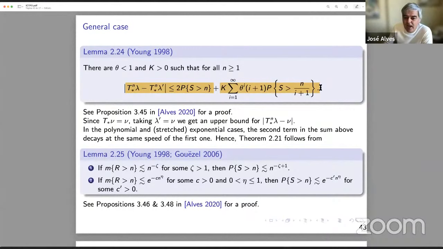And so looking at this, we see that first, there's another lemma, and this is the final lemma. If the recurrence times decay polynomially fast, also the simultaneous returns decay polynomially fast. And if they decay exponentially or stretched exponentially fast, then the same holds here. And so plug in above, that's what I want.